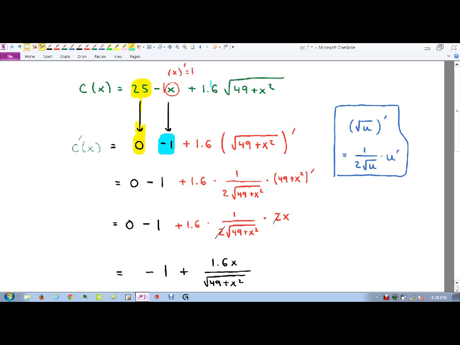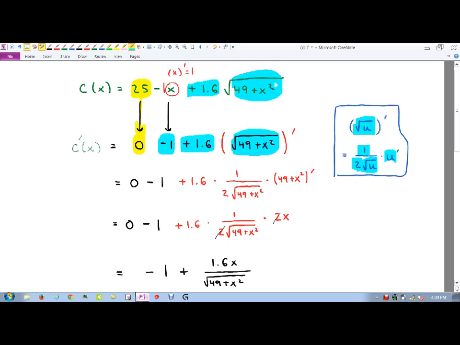Now, the next term, you have a plus 1.6, so 1.6 is a constant. I'm just going to write it there. And then what I need to do is take the derivative of this square root thing. So remember that the derivative of the square root of something, let's say u, is equal to 1 over 2 times the square root of u. So it's basically everything that's there, but you put it in the denominator and you put a 2 out in front of it. So you create this fraction.